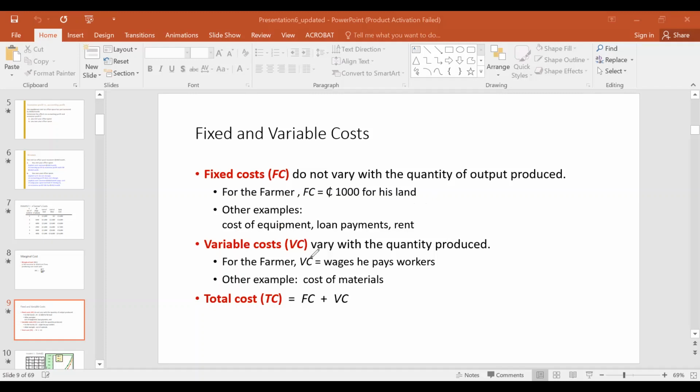What are variable costs? As their name suggests, they vary with the quantity you produce. In our farmer's case, you saw that the wages he paid to workers varied as he produced more. And of course, total cost is the sum of fixed cost and variable cost. Please pay attention to our symbols: FC, fixed cost; VC, variable cost; TC, total cost. Total cost is the sum of fixed cost and variable cost.